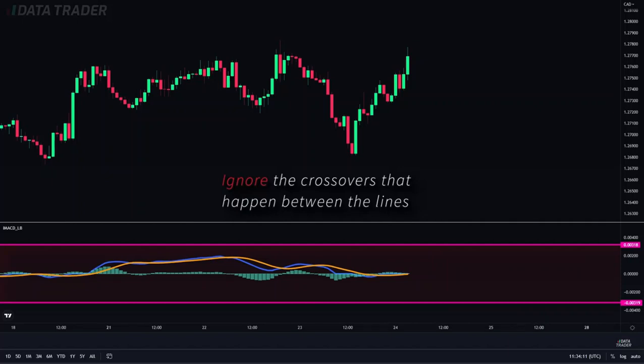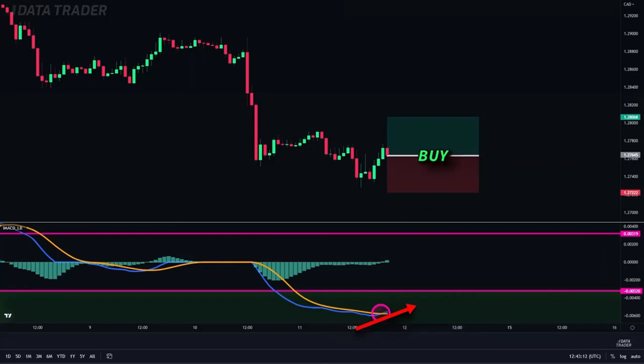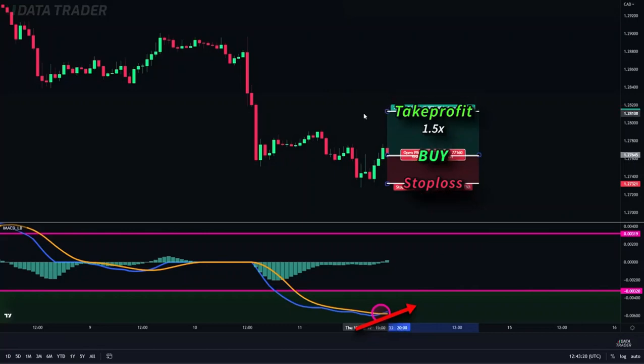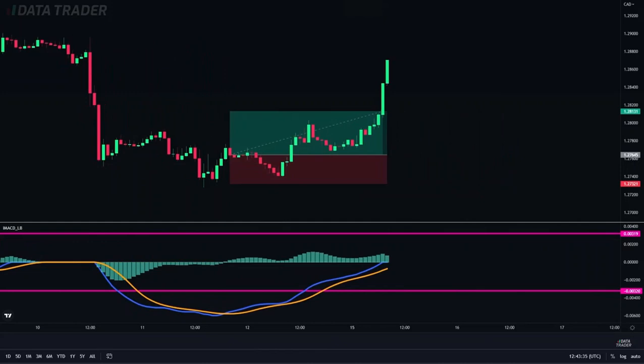So let's look at a couple of examples. In this setup, we spotted a crossover upwards on the MACD while the crossover is happening below the oversold line, indicating that the price is on an upwards momentum while being oversold. And so this will be a valid buy position. Next, for your risk management, you can set a stop loss below the nearest swing low and a profit target at 1.5 times your stop loss. And as you can see, this trade ended up being profitable.